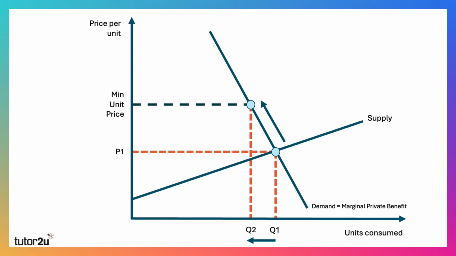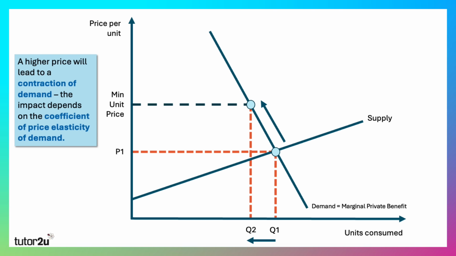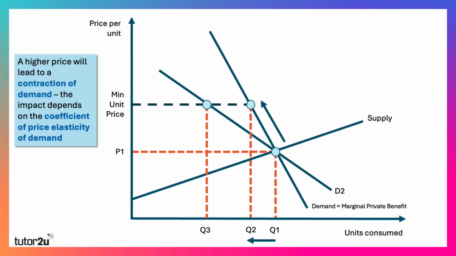Now, what I would do on this same diagram is add in another line. You see, the impact of a minimum price depends on the coefficient of elasticity. So if you do that, the diagram turns to that. D2 is more elastic. So in this situation, the same increase in the minimum unit price has a bigger effect on the units consumed.